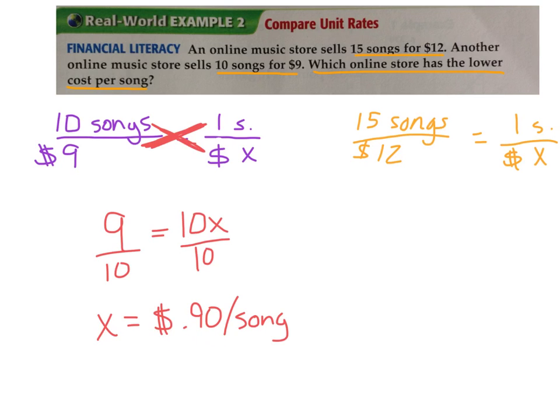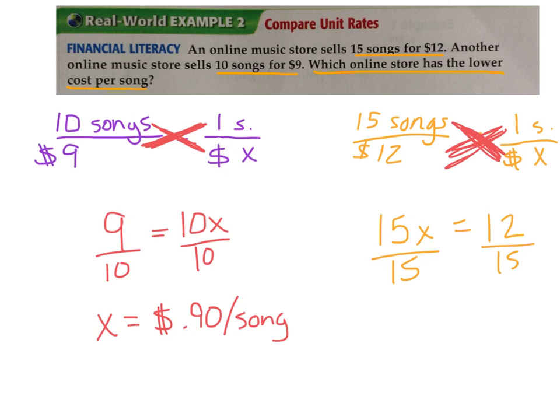And now I find the unit rate for this one right here. Set it up the same way, so I set it up with a ratio, one song equals x dollars. And now I cross multiply, so I get 15x is equal to 12. And now I divide both sides by 15 so that I can get x by itself. And when I solve that, x equals 80 cents per song, so I can see the 15 songs for $12 is a better buy.